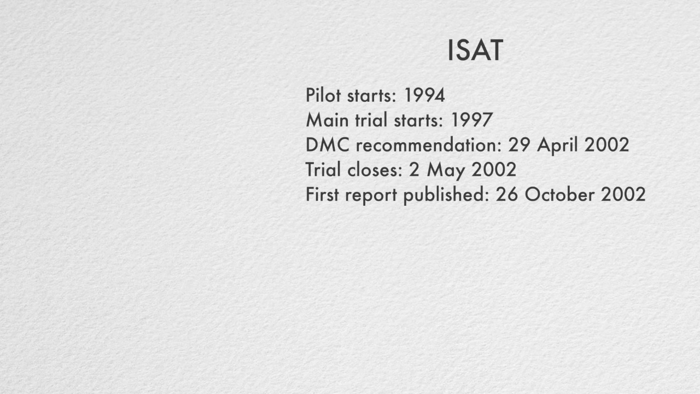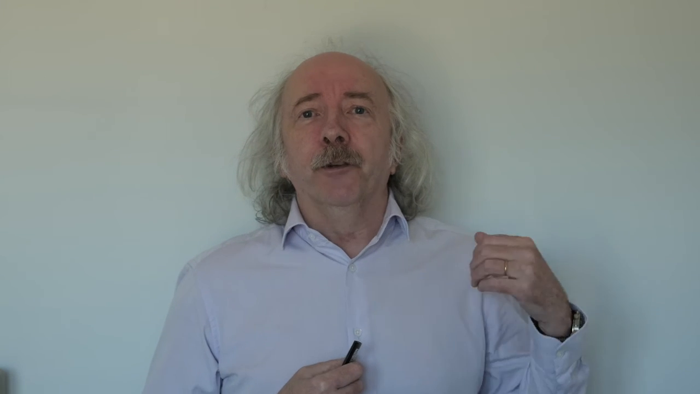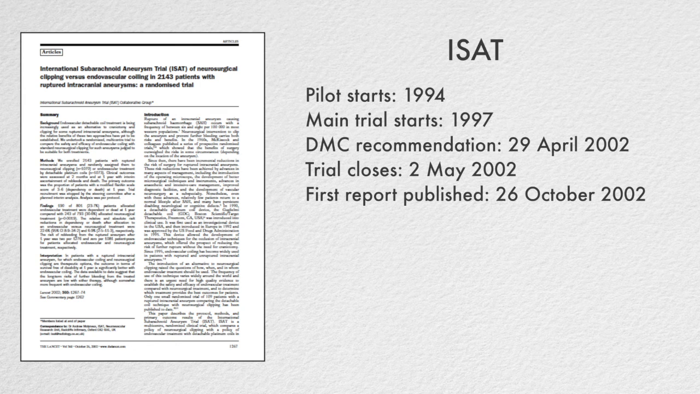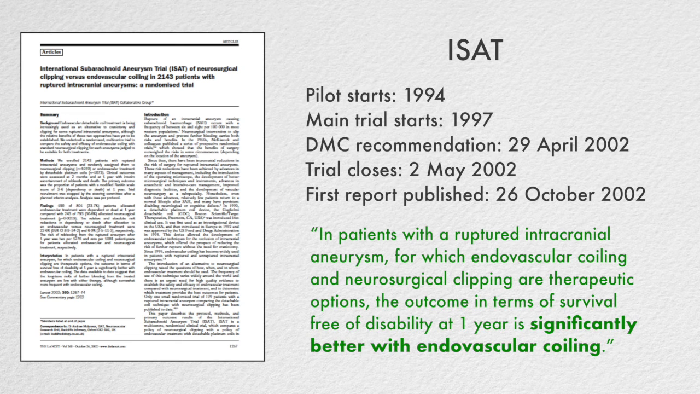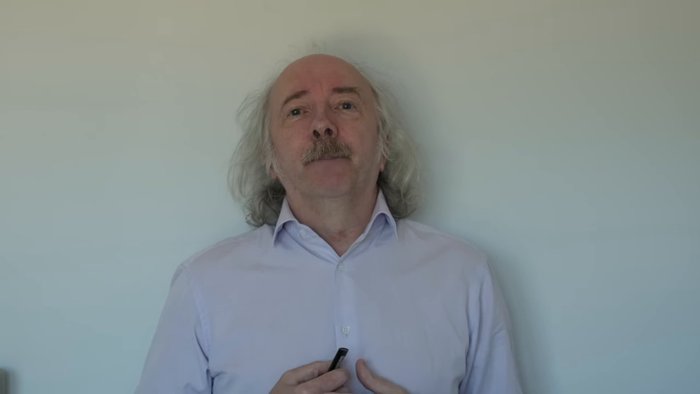The first report was published in the Lancet on the 26th of October that year to get the message out there quickly, because what the Data Monitoring Committee had seen, what the Trial Steering Group agreed with, what the collaborators agreed with, was there was a clear benefit in favour of endovascular coiling. In patients with a ruptured intracranial aneurysm, for which endovascular coiling and neurosurgical clipping are therapeutic options, the outcomes in terms of survival free of disability at 1 year is significantly better with endovascular coiling. That's the report that came out just months after the study had closed.